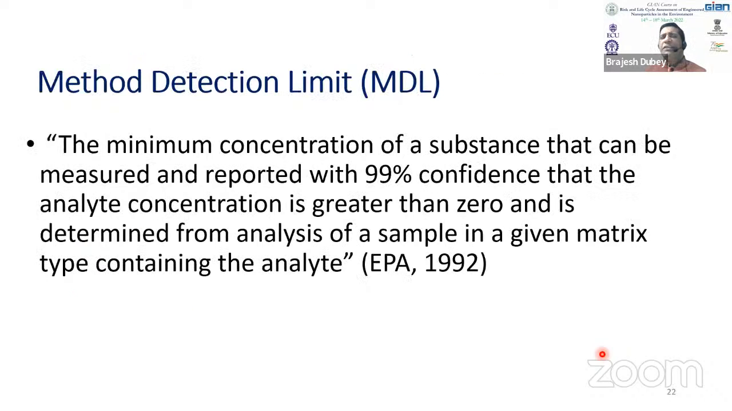Whenever we do some measurements, the instrument will give you a number. Now, how do you trust the number if it is close to zero, close to the detection limit of the machine? See, every machine has a detection limit. Every instrument has a detection limit. You cannot measure zero.